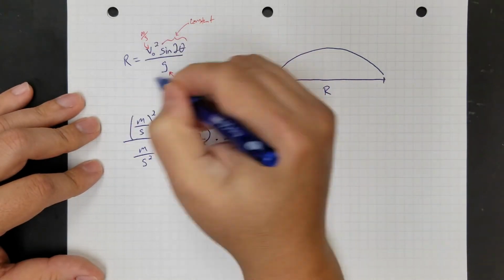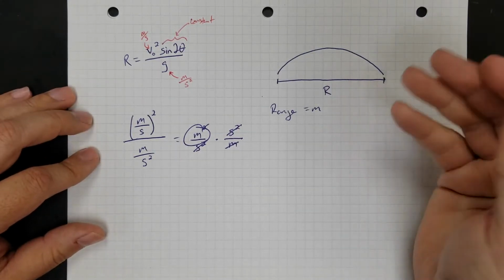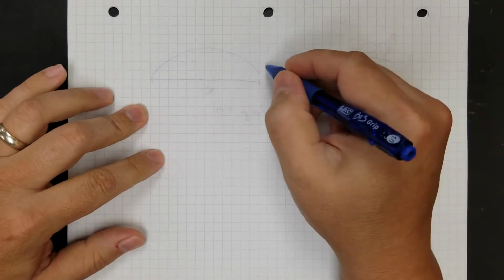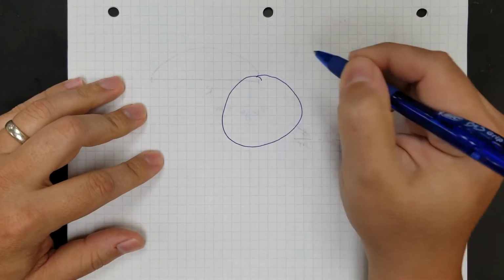So the range equation, yes, you can use the range equation, but when we do projectiles, we'll actually learn about it instead of just giving you a range equation. Okay, so we just talked about radians and why radians are dimensionless. So let's look at that really quick.